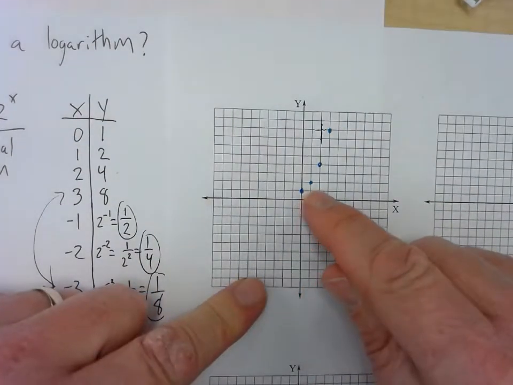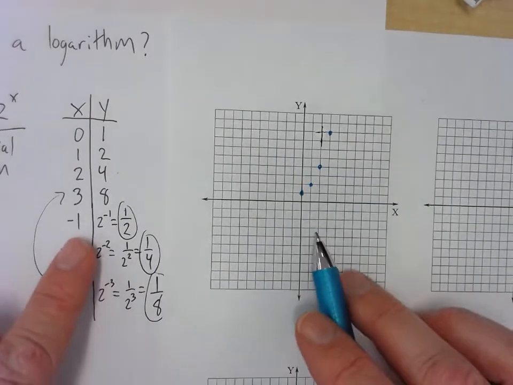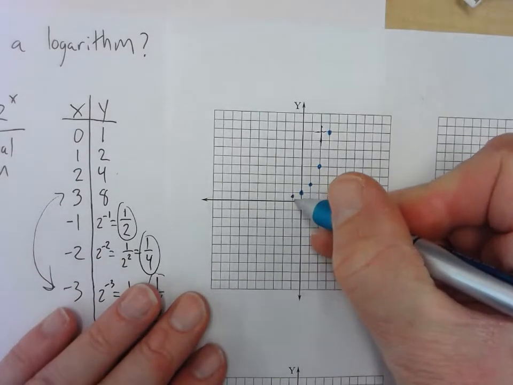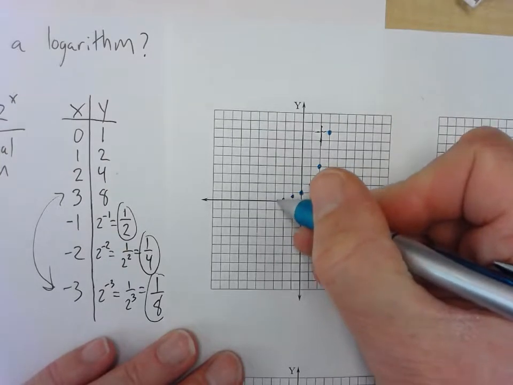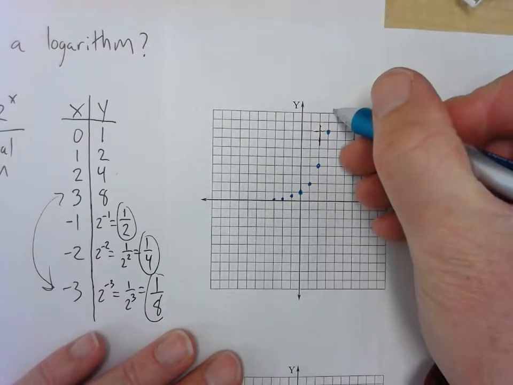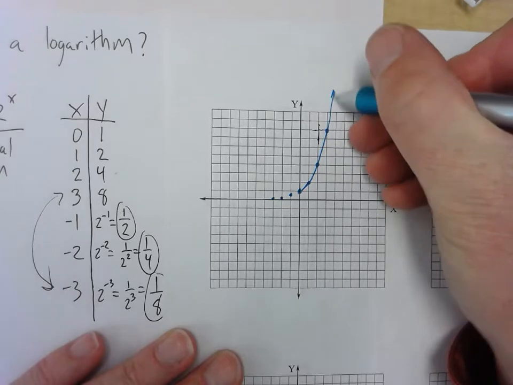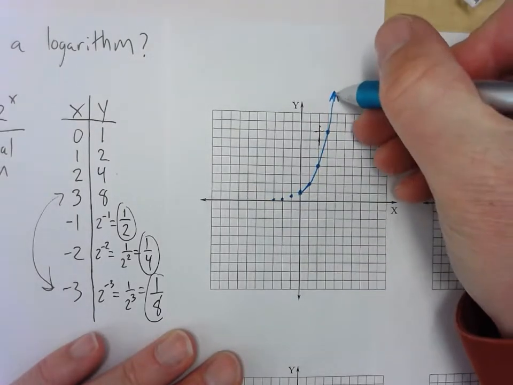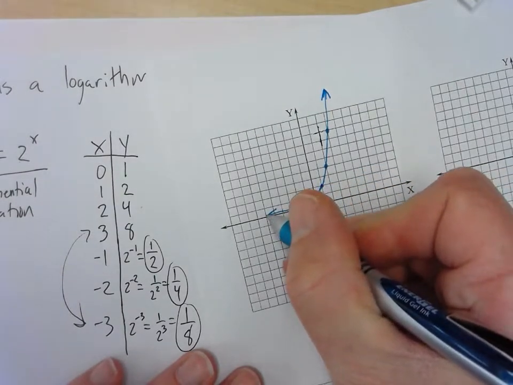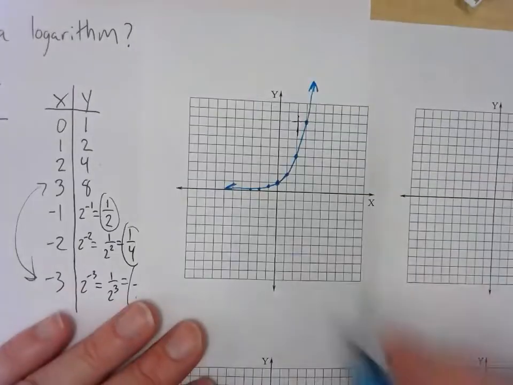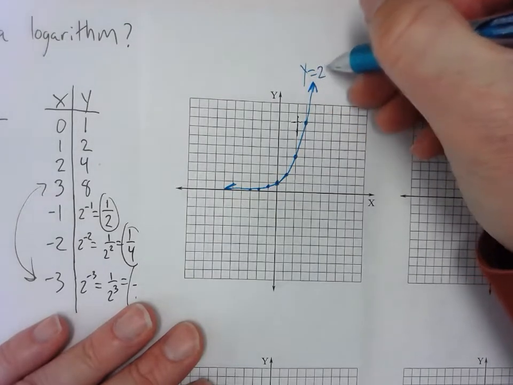So 0, 1, 1, 2, 2, 4, and then 3, 8. And then over here, we're going to do negative 1, a half, negative 2, a fourth, and then negative 3, an eighth. So this thing grows really fast. That's why you hear about growing something exponentially. And then it comes in here, and it approaches but actually never crosses over the x-axis. So there's the exponential function y equals 2 to the x.